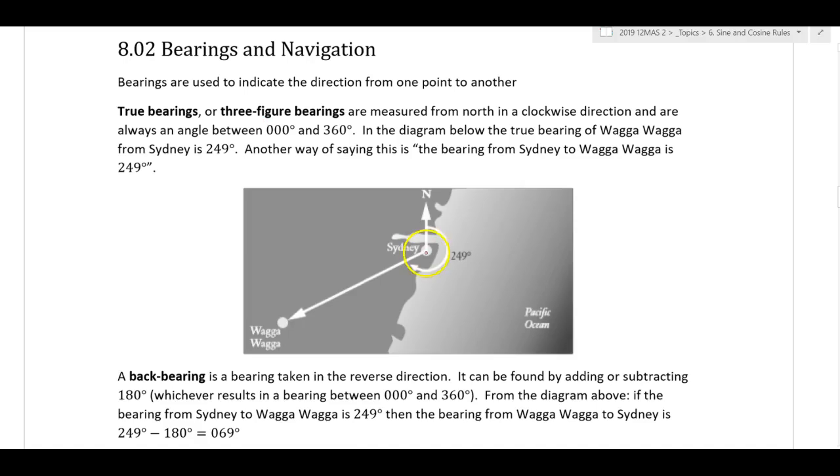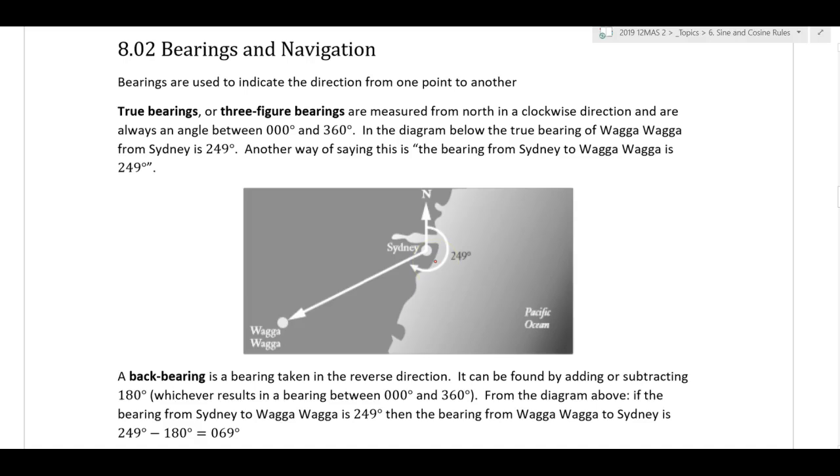So here we go. The bearing, or the true bearing, from Sydney to Wagga: we start at north, we swing around in a clockwise direction until I'm pointing towards Wagga. That is an angle of 249 degrees. So the bearing from Sydney to Wagga is 249 degrees.